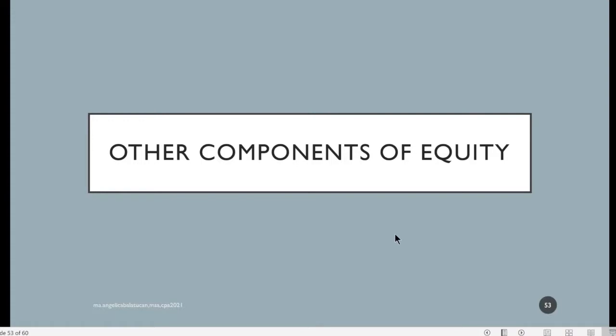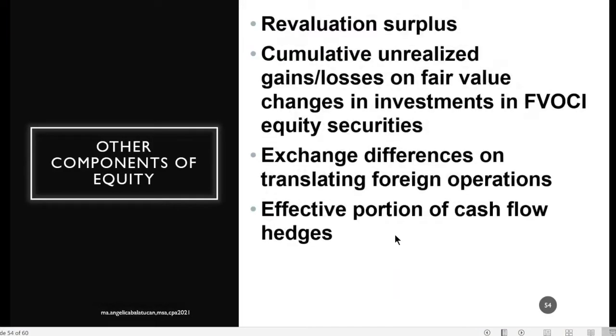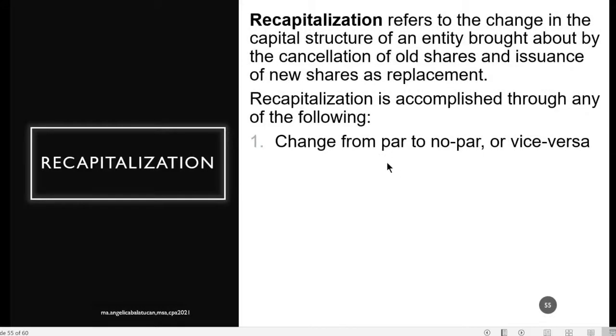Now let's proceed to other components of the equity. So we have the revaluation surplus, cumulative unrealized gains or losses on fair value changes in investments in FVOCI equity securities, exchange differences on translating foreign operations, and effective portion of cash flow hedges. First, we have the recapitalization, which refers to the change in the capital structure of an entity brought about by the cancellation of old shares and issuance of new shares as replacement.